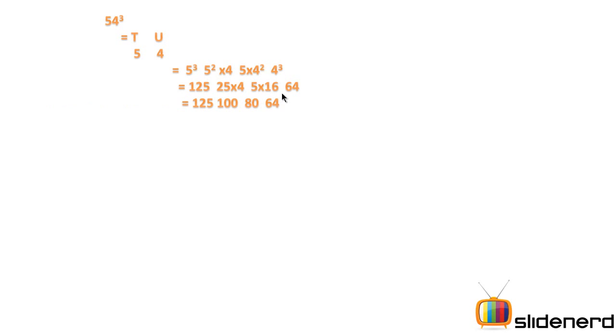Now the trick here is to actually stack over the numbers. Keep the first number as it is, and the remaining numbers' units place is fixed as it is. So what I get actually is 125 the first number, the units place of 100 is 0, 80 is 0, 64 is 4.